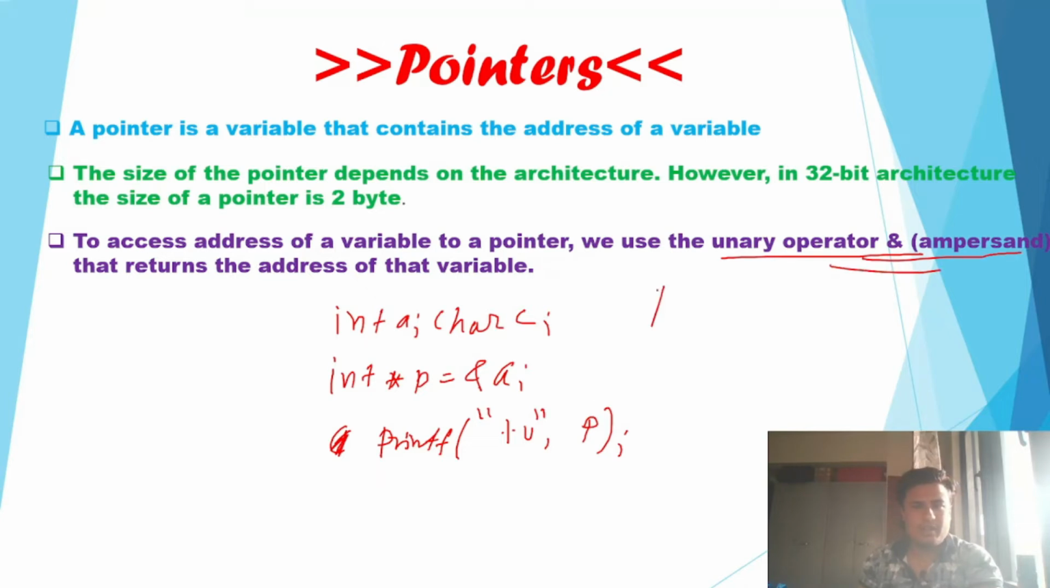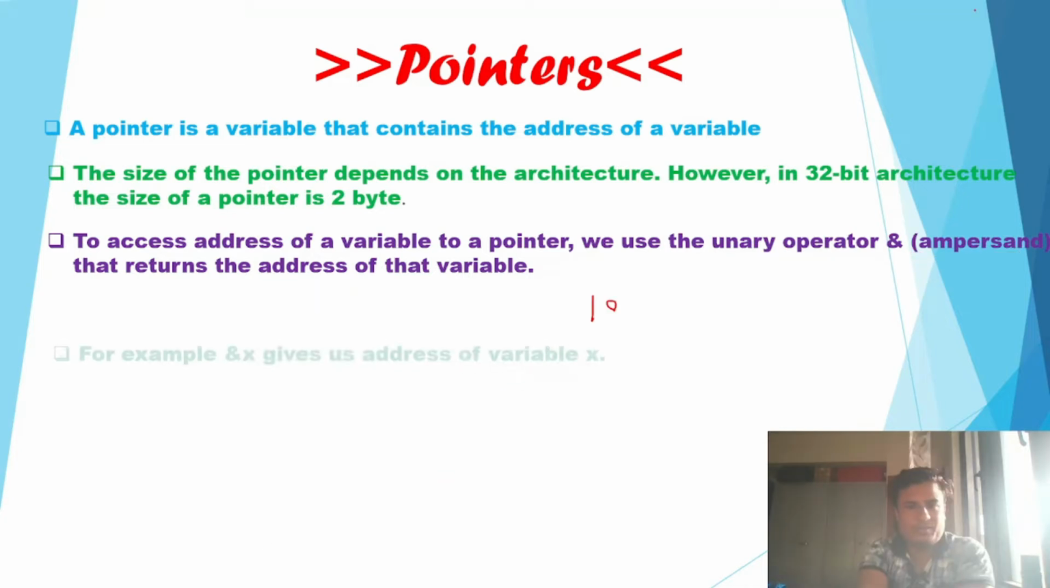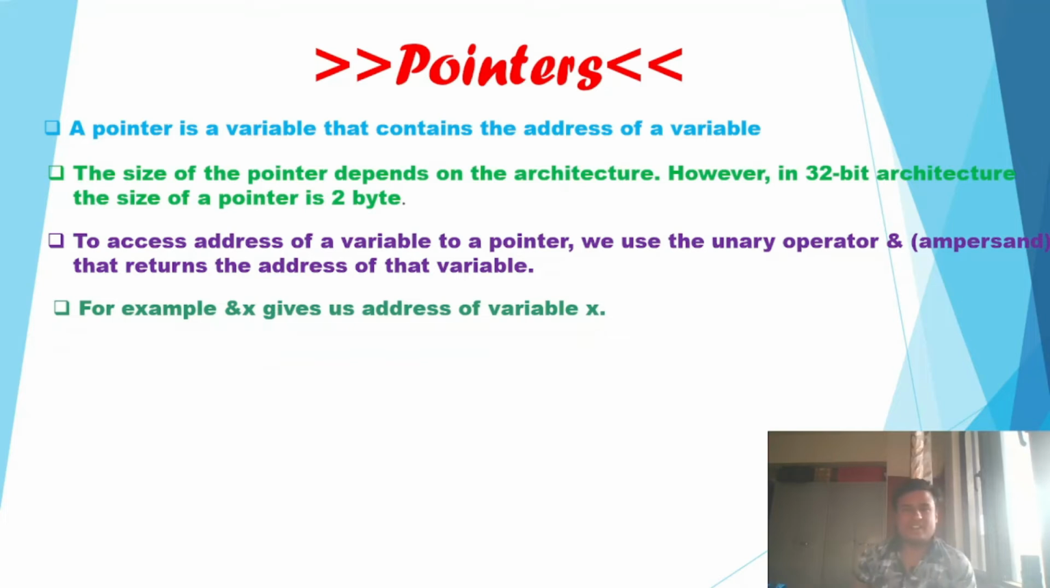If a variable has some address, like 0x10, it will just print 0x10 here. Okay, so hope this is clear to you guys. Now what does the ampersand operator do? It is just used to access the address of any variable. So now moving on. Our next point is, for example, ampersand x gives the address of the variable x. If you use the ampersand sign before the variable, it will be used to access the address of that variable.